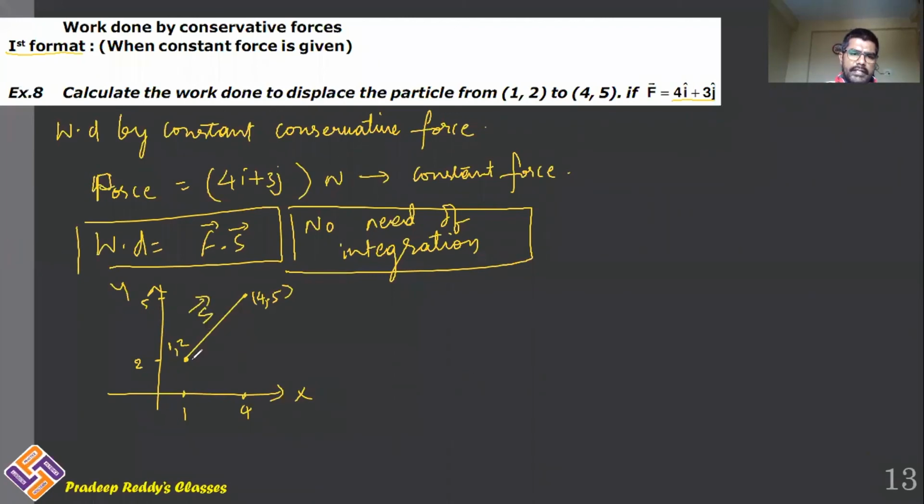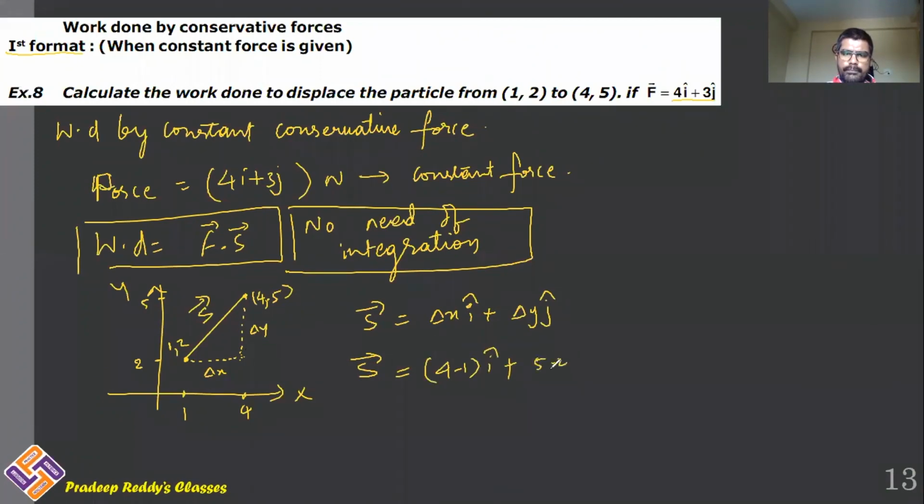Now how do you write this S bar? You can write it like this. This is delta x and this is delta y, which gives you delta S. So S bar is equal to delta x i cap plus delta y j cap. What is delta x? 4 minus 1, i cap, plus what is delta y? 5 minus 2, j cap. Therefore, S bar is equal to 3 i cap plus 3 j cap. This is the displacement, and it is in meters.